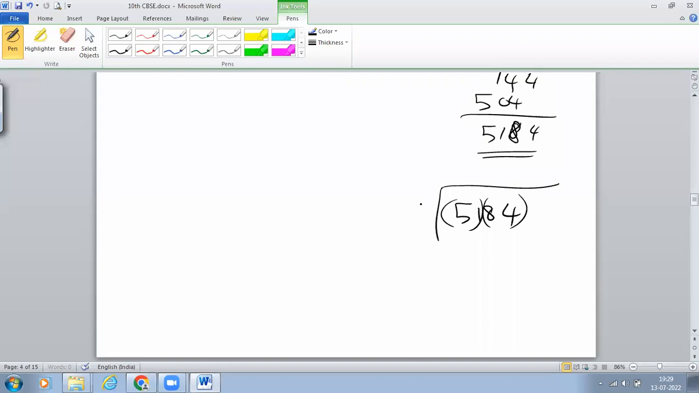64 is more than 51, so we have to use 7 square. 7 into 7, 7 7s are 49. Now 51 minus 49 is 2. Now we have to bring down the next pair, that is 84.